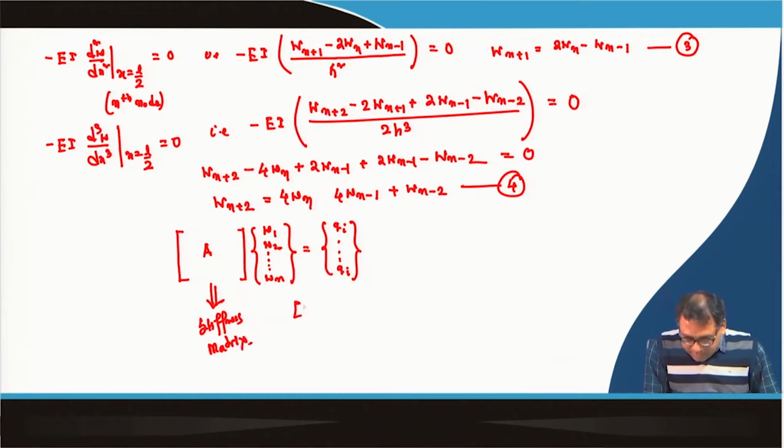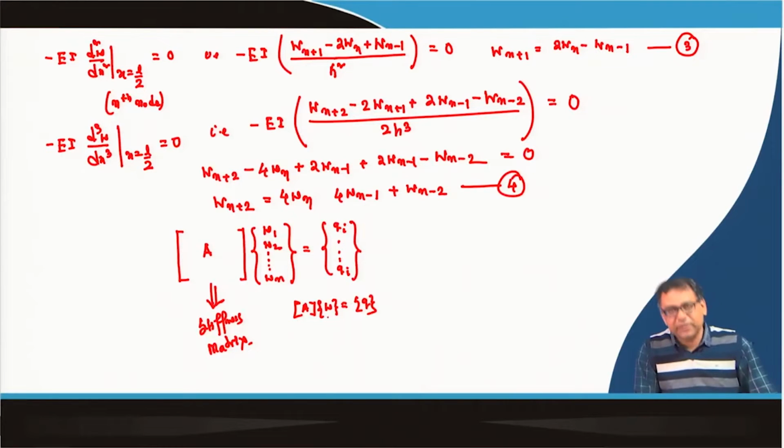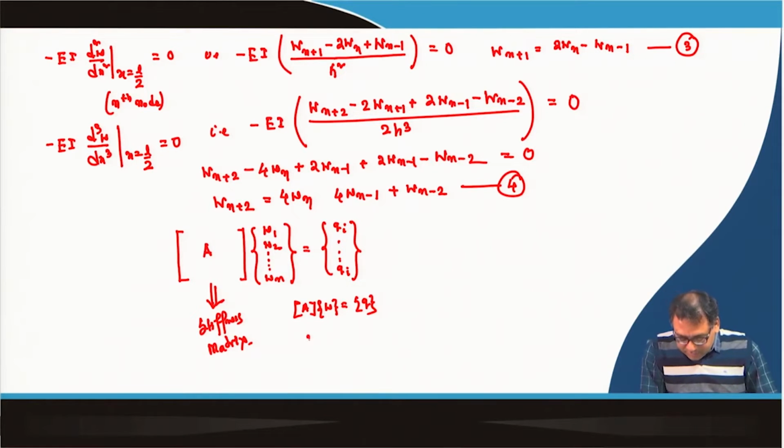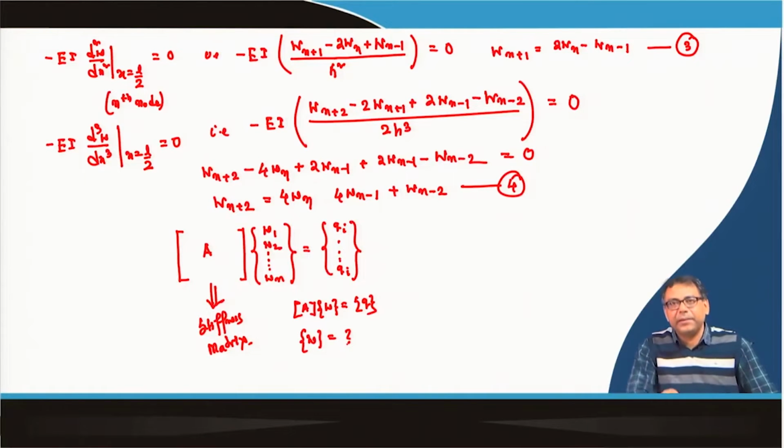So, this is your A matrix, and this is your force vector, your load vector, and this is your deflection vector. From here you have to get the W values. So, you solve these equations, which means it will be the inverse of A times the load vector, and then you will get the deflection at every point. Clear?